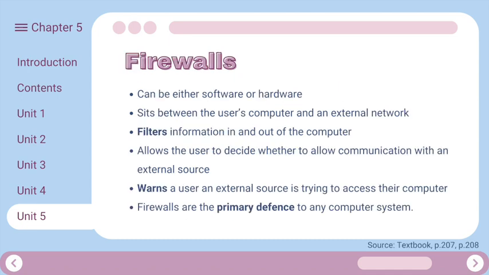A firewall can be either software or hardware. It sits between the user's computer and an external network and filters information in and out of the computer. This allows the user to decide whether or not to allow communication with an external source, and it also warns a user that an external source is trying to access their computer. Firewalls are the primary defense to any computer system to help protect it from hacking, malware, phishing, and pharming.